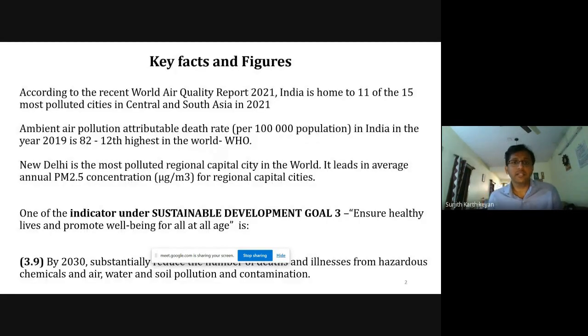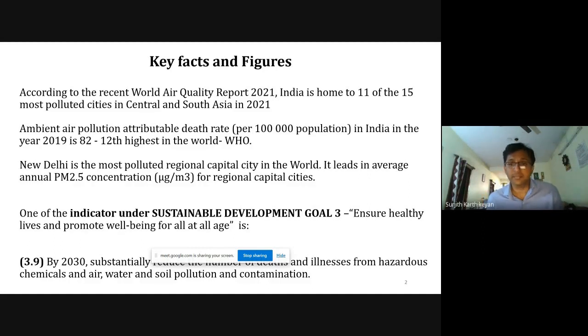So according to the World Air Quality Report 2021, this report is released every year, India is home to 11 of the 15 most polluted cities in Central and South Asia in 2021. And according to the World Health Organization, 2019 figures are available for all the countries on their website. Per 1 lakh population, it is 82. That is the 12th highest in the world. Death rate is 82 per 1 lakh population. And New Delhi I have already mentioned.